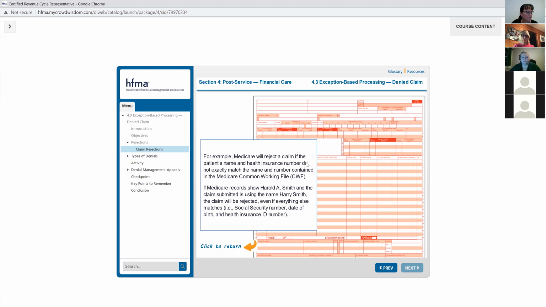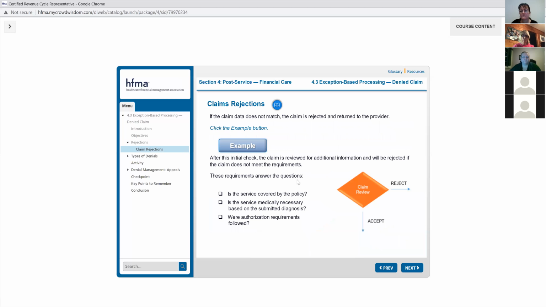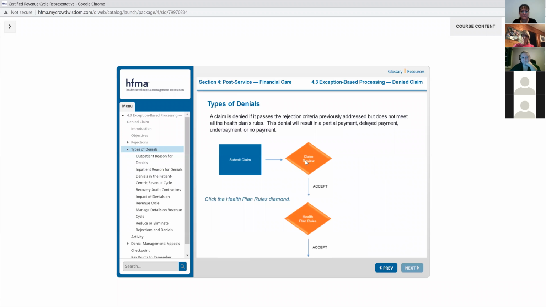So there are different types of denials. A claim is denied if it passes the rejection criteria. A rejection never makes it to the payer; it gets rejected before it's in the payer portal. So if a claim looks like it's submitted and then you can't find it on file, it may have been rejected, and that's why it's important to work your rejections timely. But a denial actually passes that and gets denied at the payer. The denial could result in partial payment, delayed payment, underpayment, or no payment at all.